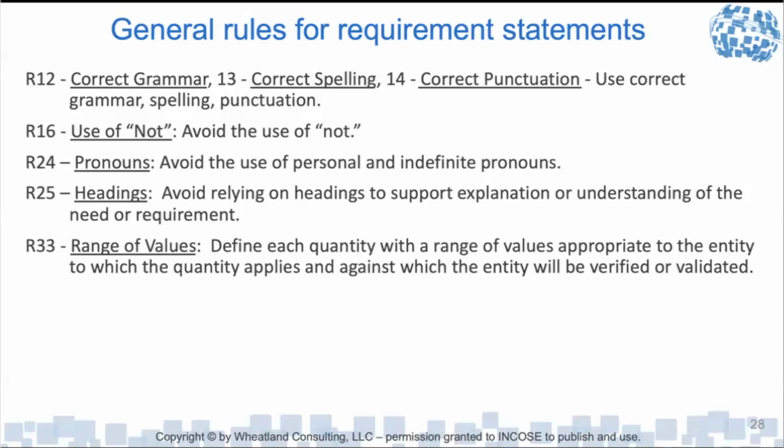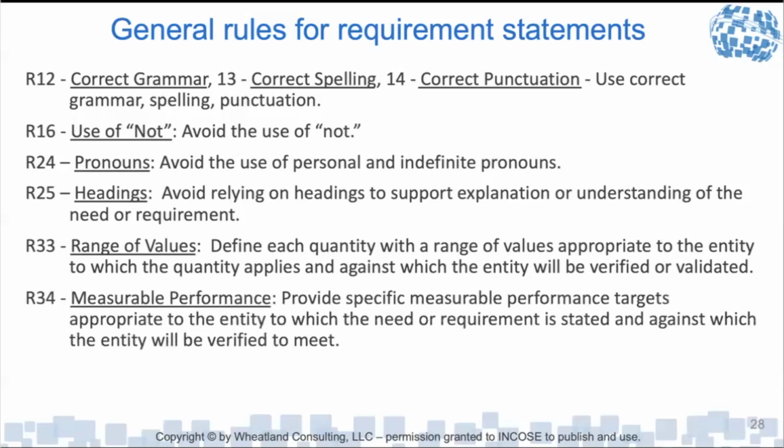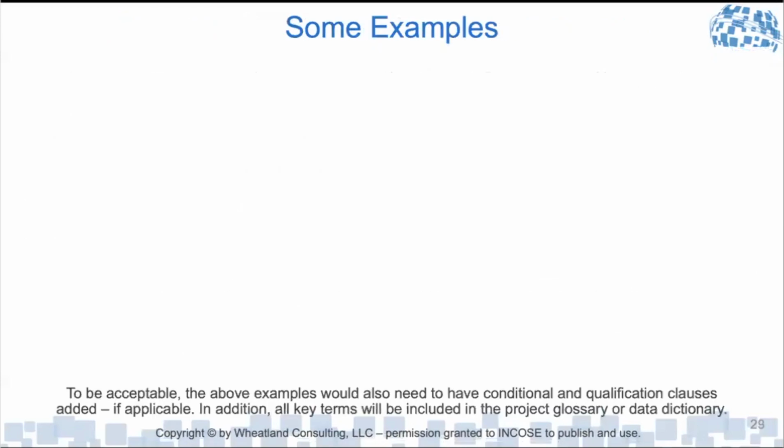If you just say the system shall have a performance of 28, that means it's got to be exact. That's 28.000, and you really aren't going to be able to design to that or verify to that. And then the measurable performance, we want to provide specific measurable performance targets appropriate to the entity to which the needed requirement is stated or against which it must be verified to meet.